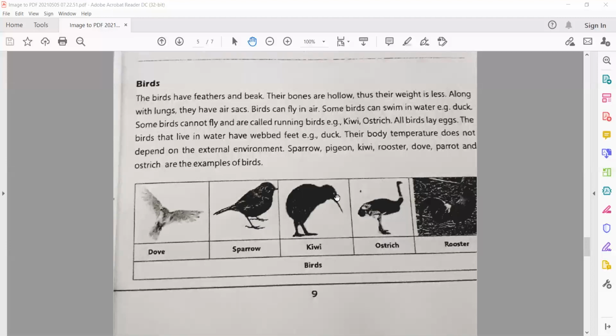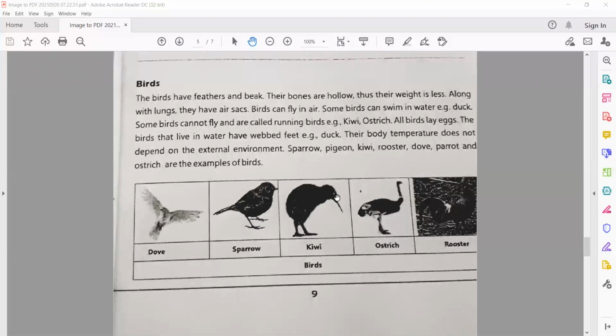As you know, birds do not have diaphragm, so air is moved in and out of the respiratory system through pressure changes in the air sacs. Birds do not have diaphragm, so air is moved in and out of the respiratory system through the pressure changes in the air sacs. Birds can fly in air.